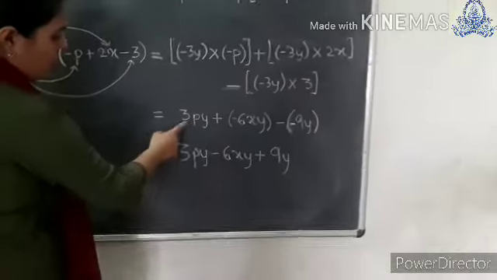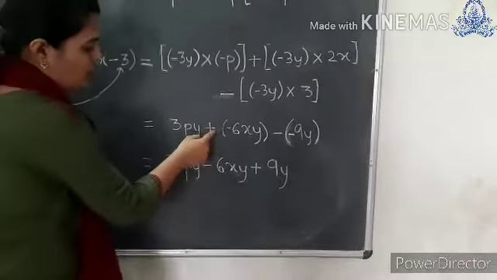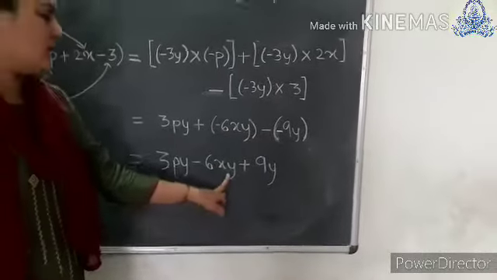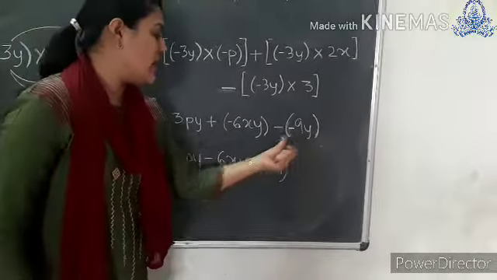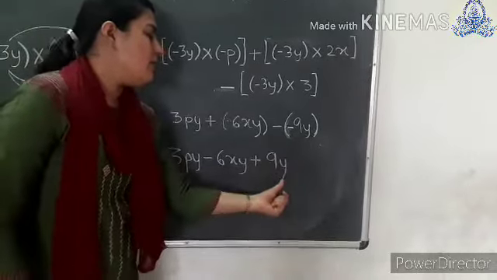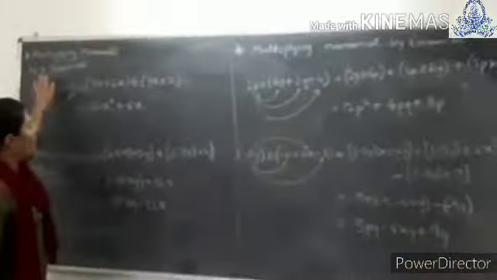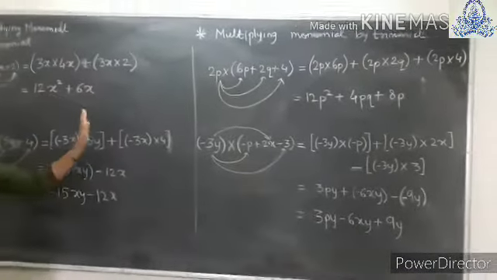Now see, it gives you 3y. Now see, this is plus, this is minus, minus plus becomes minus, so it is minus 6y. And see this, minus minus becomes plus, so it is 9. So in this way we have multiplied a monomial by a binomial and a monomial by a trinomial.